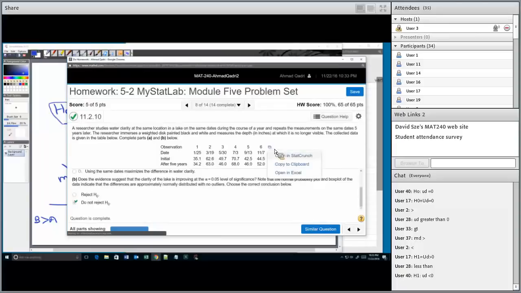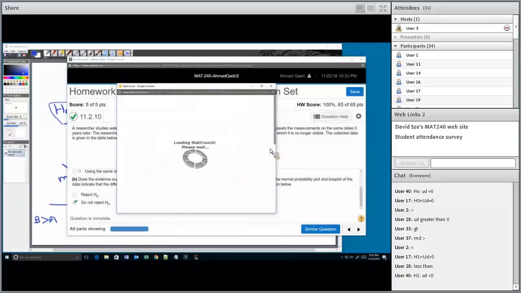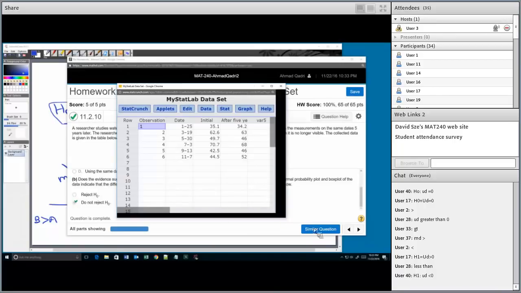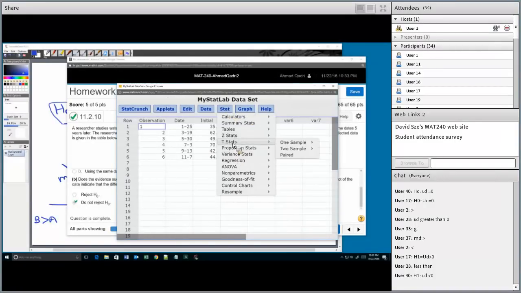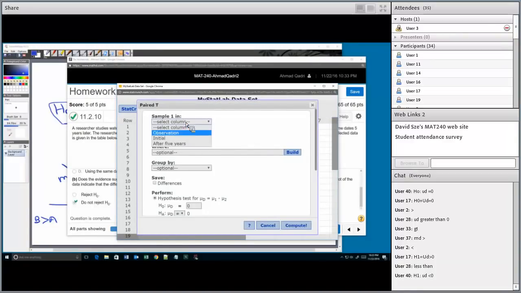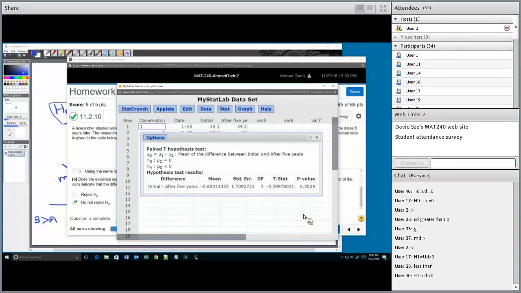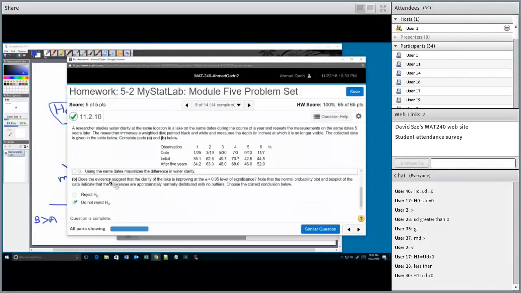Now let's take a look at what we get for this. So I'm going to open this in StatCrunch, and just like the way I did it before, I'm going to go to Stat, T Stats, Paired. Sample 1 is initial, sample 2 is after 5 years. I want less than 0. I get my t-stat, I get my p-value. The p-value is 0.3529.